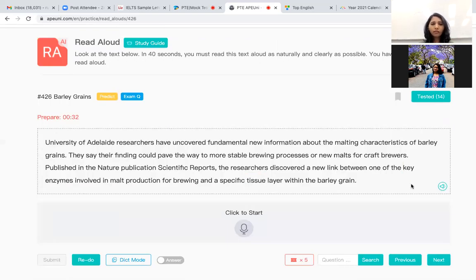University of Adelaide researchers have uncovered fundamental new information about the malting characteristics of barley grains. They say their finding could pave the way to more stable brewing processes or new malt for craft brewers. Published in the Nature publication Scientific Reports, the researchers discovered a link between one of the key enzymes involved in malt production and brewing and a specific tissue layer within the barley grain.